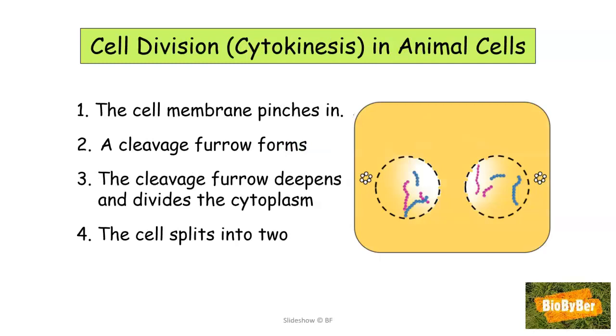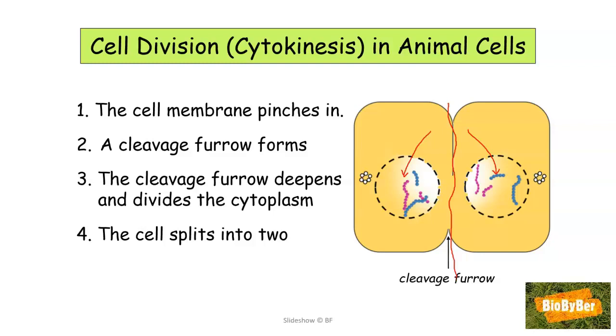How does cytokinesis happen in animal cells? Well, in animal cells, the cell membrane pinches in. A cleavage furrow is formed. The cleavage furrow will deepen and eventually divide the cytoplasm in two, leading to the formation of two identical cells, each with the same number of chromosomes as each other and as the parent cell. So, due to cytokinesis or cell division, the cell basically splits in two.